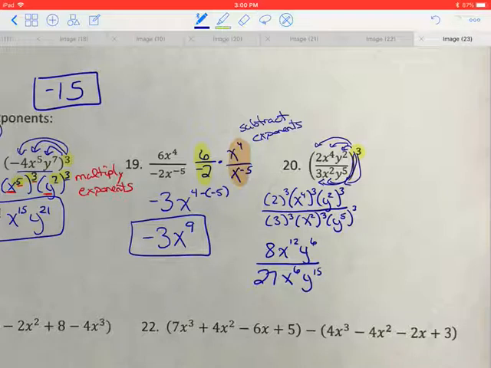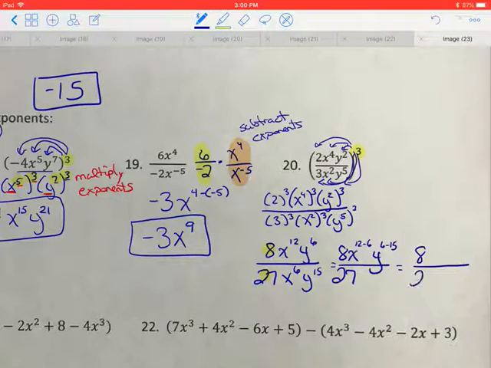So now this problem looks a lot like number 19. I actually can't reduce 8 over 27, so that's going to stay exactly the same. So think about it this way. I'm going to keep the 8 on top. I'm going to keep the 27 on bottom. I want to subtract the exponents like I did a minute ago. So we're going to put the x's in the top, and we're going to go 12 minus 6. Then we put the y's in the top, and that'll be 6 minus 15. All right, so keep the 8 here and the 27 on bottom. That's going to become x to the 6th and y to the negative 9.